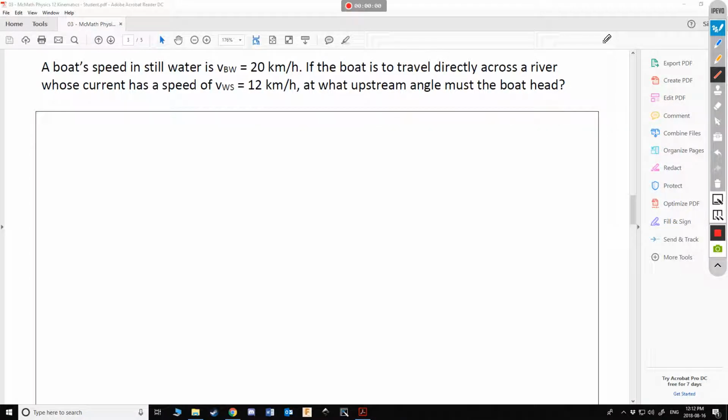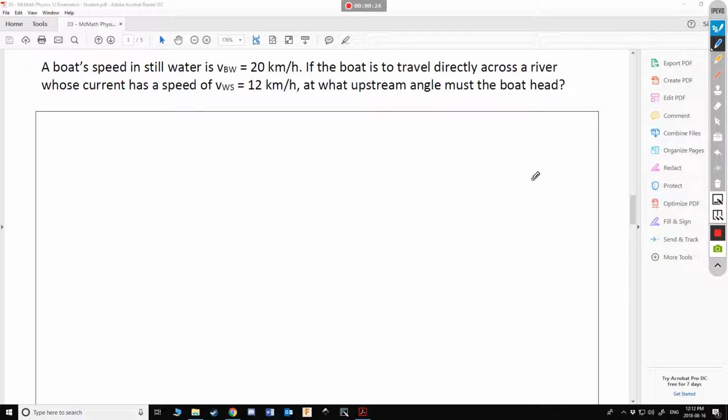Okay, so let's put some numbers to the previous question. We have a boat whose speed in still water would be 20 kilometers per hour, and the current has a speed of 12 kilometers per hour. However, we know that if the boat is going with the stream, it's going to go faster. If it's going against the stream, it's going to go slower. But if it's going at some angle, it's not going to just simply be added together. We have to use our vector addition.